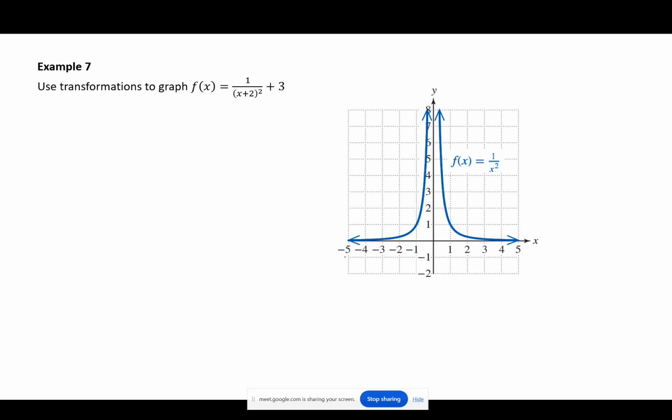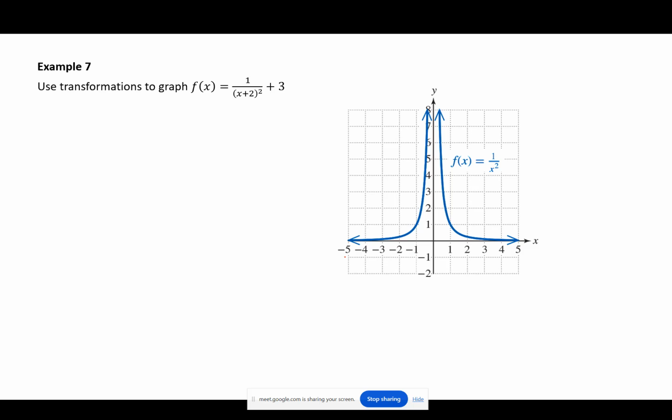So here, we already graphed f of x equals 1 over x squared earlier. We already had that graph. Now we have f of x equals 1 over quantity x plus 2, quantity squared, plus 3. And since we know about transformations, we could just use what we know about transformations to graph this without having to go through all the stuff.